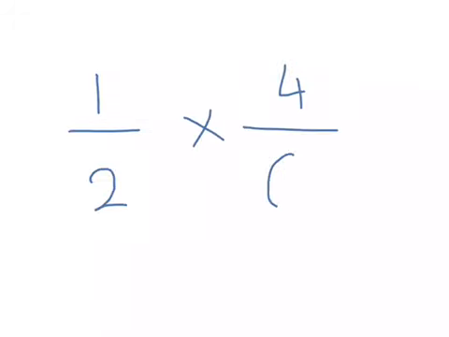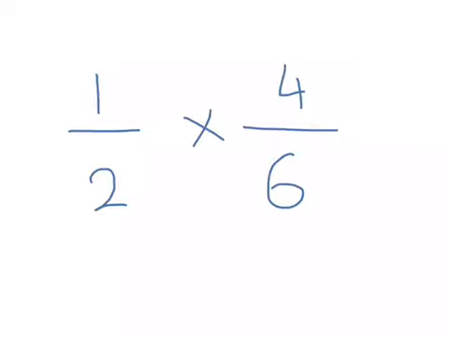Okay, in this video we're going to be looking at multiplying fractions. So the main things we need to look for is if there are any common factors in the numerator and denominator. The biggest thing about multiplying fractions is to see if we can simplify first and then we multiply. So for example, if we have 1 over 2 multiplied by 4 over 6.